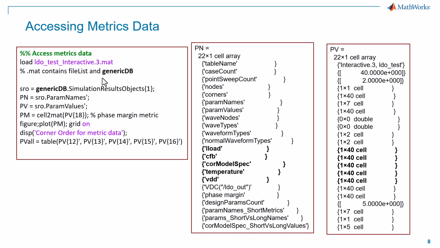The first thing we're going to do with generic DB is pull out a field, simulation results objects of 1. It's just a unit length cell array. I'm going to give it a short name here, SRO, for simulation results objects. Within simulation results objects, there are a few fields. There are more than 2, but there are 2 I'm going to say are of interest primarily. One is called param names, and one is called param values. I'll call those PN and PV for short. And if you look over here, you'll see what is included in those. They are cell arrays.